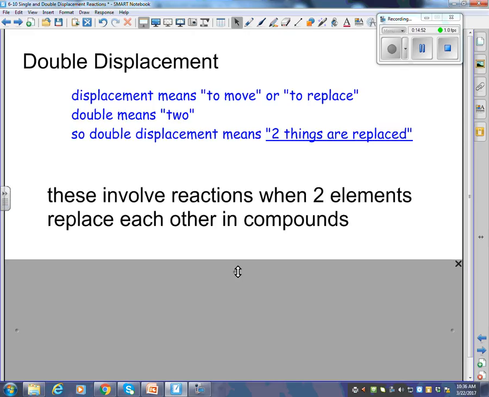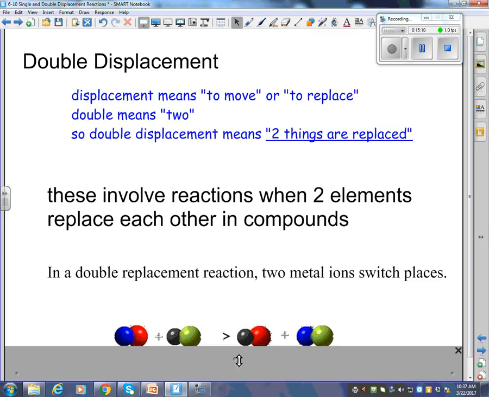These involve reactions when two elements replace each other in compounds. They're sort of a switch. So you have two compounds, and they sort of trade partners. Trading dancers, exactly. In a double replacement reaction, two metal ions switch places.